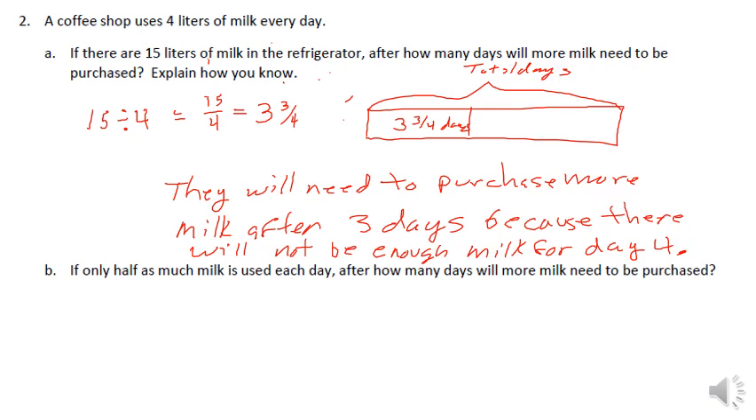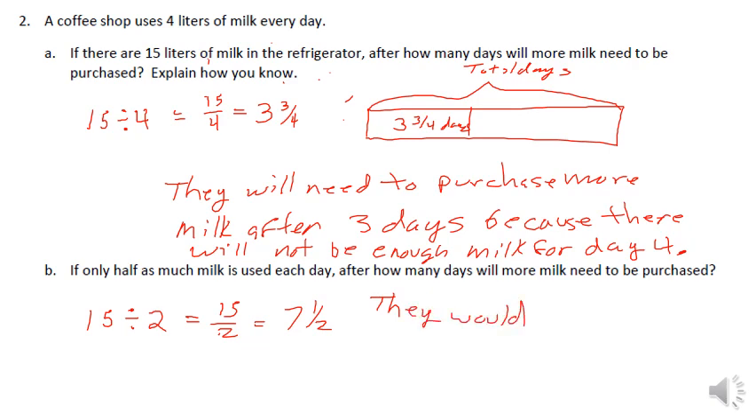Okay, and B, if only half as much milk is used each day, after how many days will more milk need to be purchased? We'll say they're a half amount. Are they still saying that you have 15 liters? But now instead of using 4 per day, we're going to use 2 because it said half of it. So it's going to be 2 liters, which equals 15/2, which equals 2 will go into 15 7 times, so it's 7.5. So once again, we can see that it will last 7.5 days.